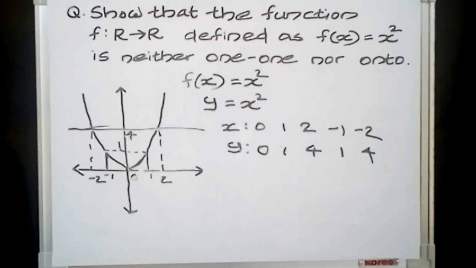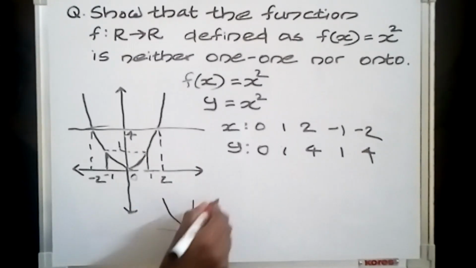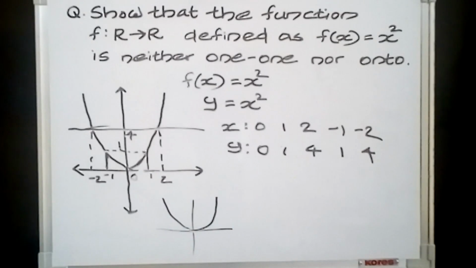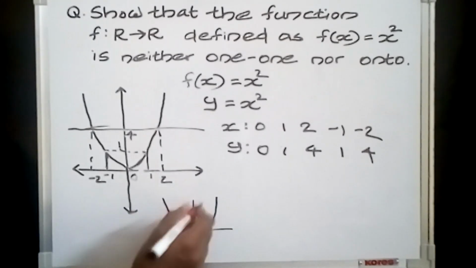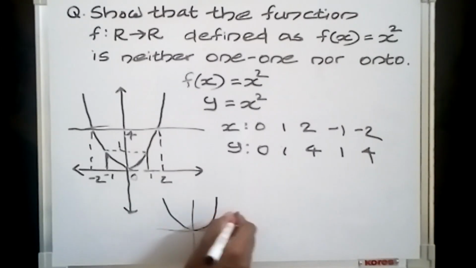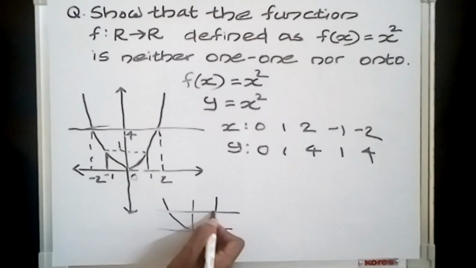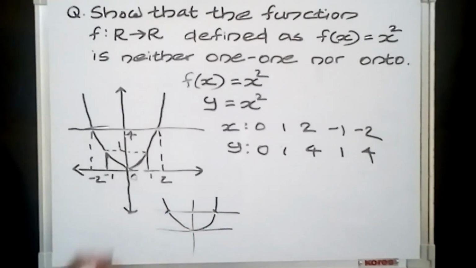To check whether a function is 1, 1, we have to draw the graph of the function. It is a parabola here. If we draw a line anywhere parallel to the x-axis, and if it cuts at more than 1 point, it is not a 1, 1 function.